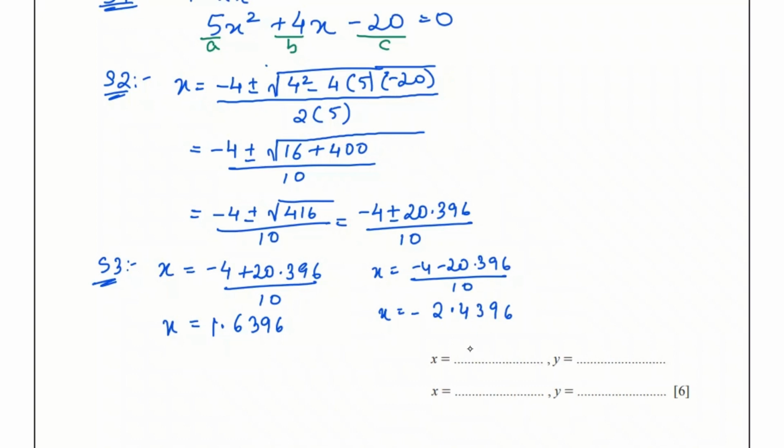So that is 1.6, since they told you two decimal points, so 1.64, and the other one is -2.44. Now let's find out the values of y.